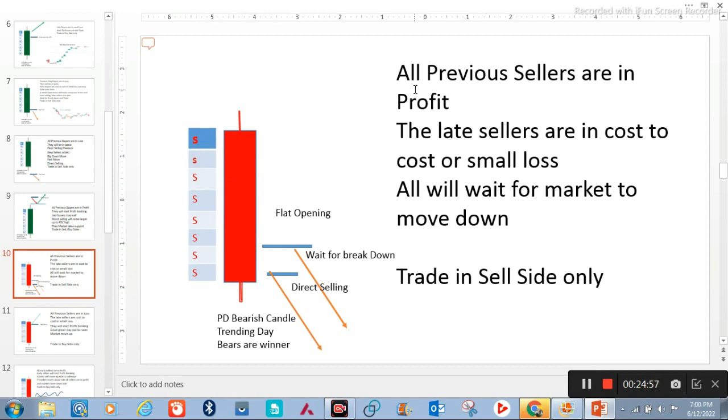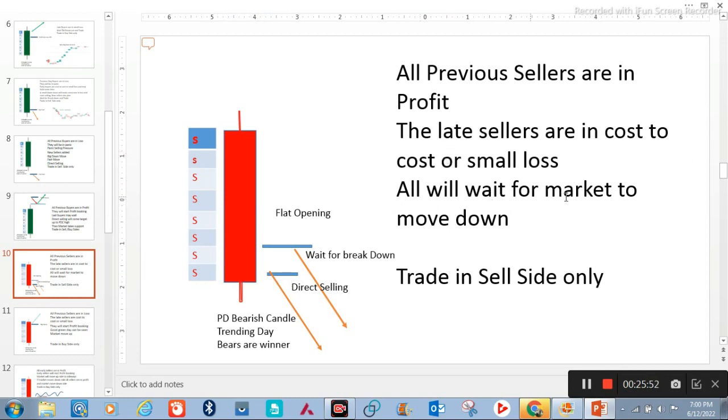All previous sellers are in profit. The late sellers are at cost to cost or a small loss. These are all the late sellers. For example, first we will take this situation, next day market is opened here. Now see, this is the late seller, whether he is in profit or at cost to cost or in loss. Maybe he is at cost to cost because the price at which he sold is the same price here. Maybe he could have sold at 50 rupees. Now the market is opened at 50 rupees. He is at cost to cost or a small loss. He might have incurred a small loss.